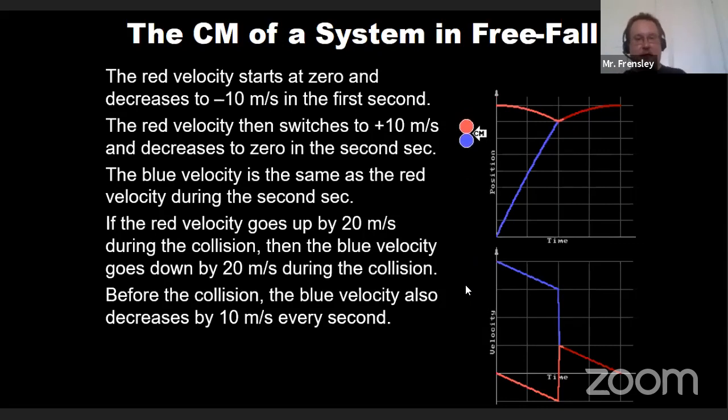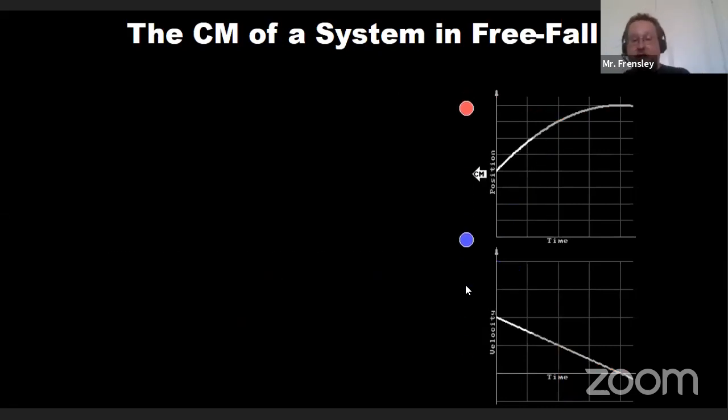If you're rewatching it, you can read through everything I just said. Okay, here's the center of mass right here. The center of mass was in free fall the whole time. There were no external forces. I know the two objects hit each other, but there are no external forces except for gravity. So that means that the center of mass was in free fall the whole time.